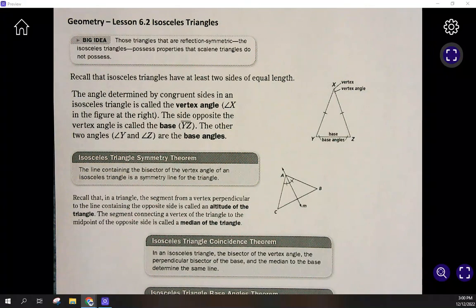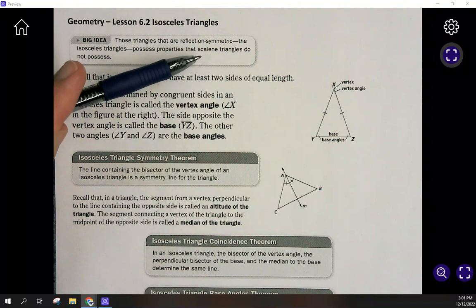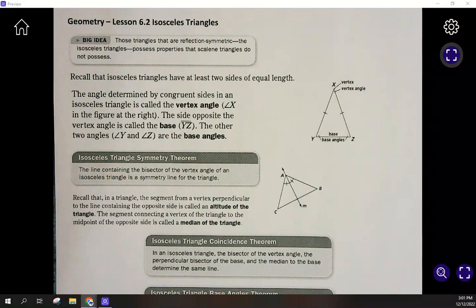So quick review, isosceles triangles have at least two sides equal. They can have all three. That's called an equilateral triangle, but that is still isosceles. It's two or more. So basically, two or three equal sides is isosceles. And scalene means all the sides are different.